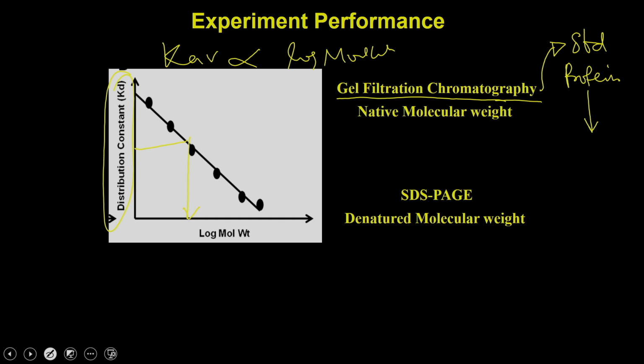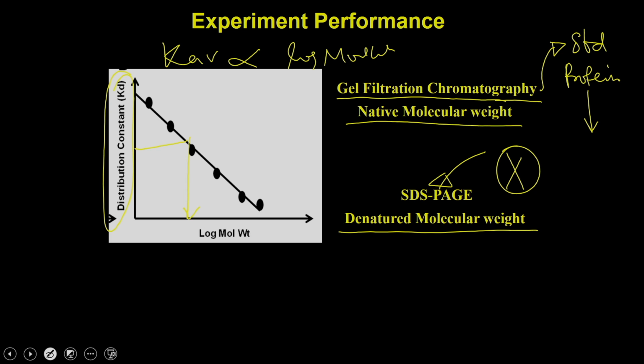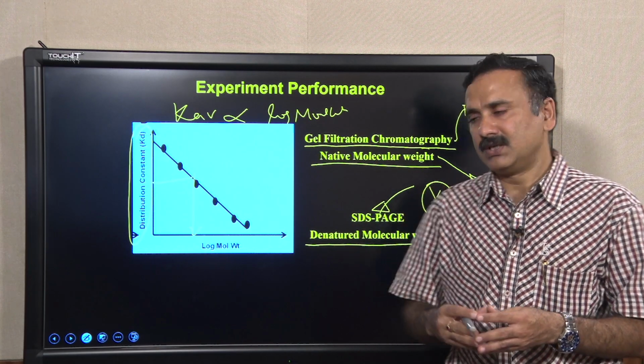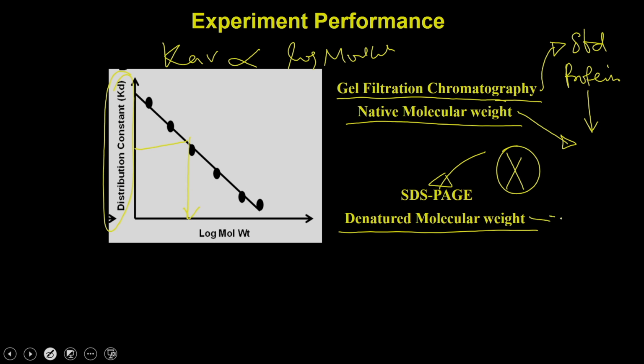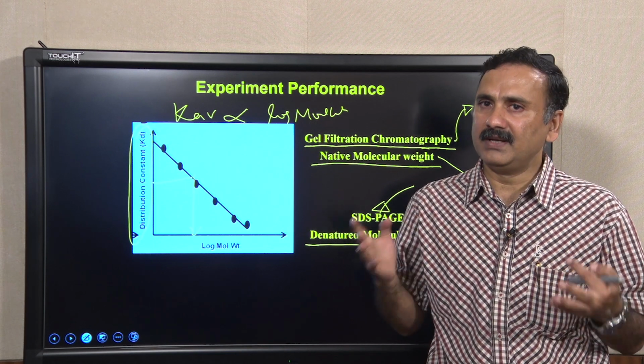Apart from that, you can also run protein X on SDS-PAGE, and that will give you the denatured molecular weight, whereas gel filtration chromatography is going to give you the native molecular weight. What native molecular weight means is that if the protein is a dimer, it is going to give you the dimeric molecular weight, whereas the denatured molecular weight is going to give you the molecular weight of the monomer. Now, utilizing these two tools, gel filtration chromatography and SDS-PAGE, you are able to determine the oligomeric status.